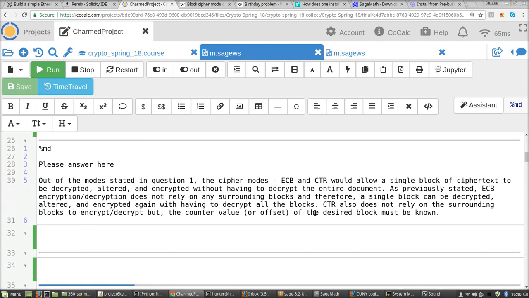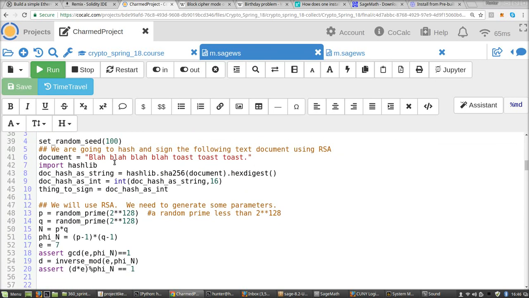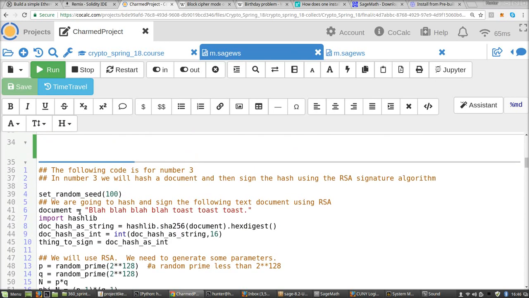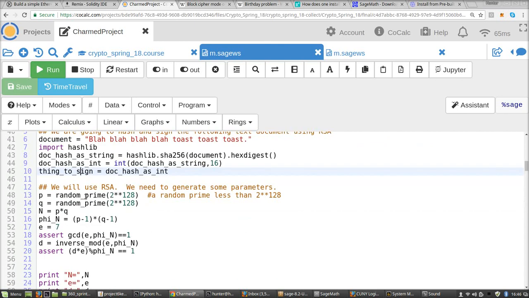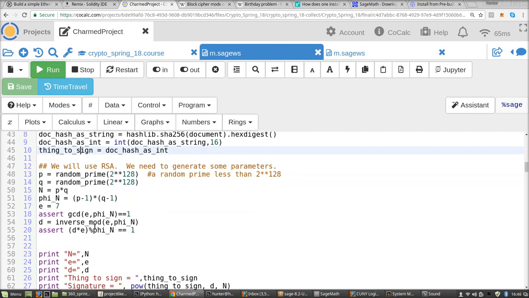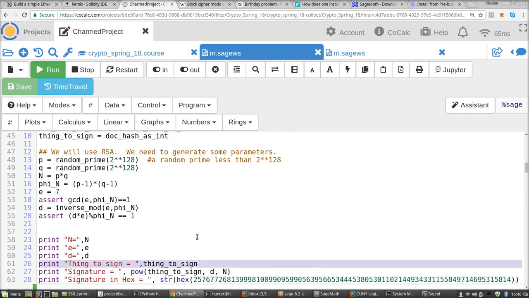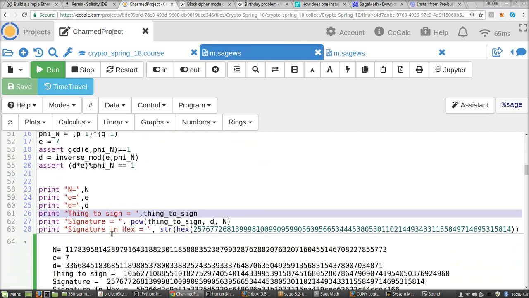The ones that you can do that for are electronic codebook mode, counter mode, cipher block chaining, and cipher feedback mode. And then you can read the details of this answer, which is very good.